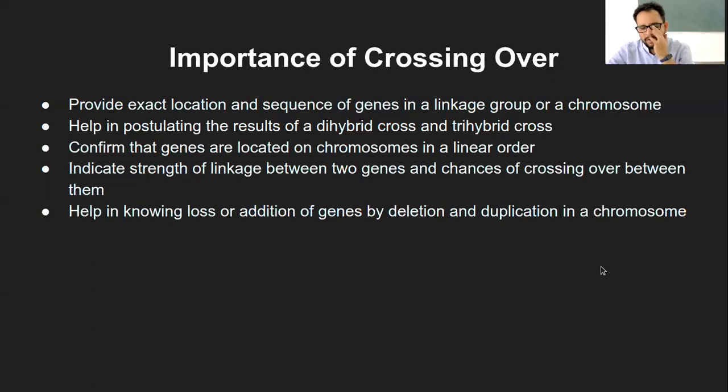So, the importance of crossing over, I hope that is fine. Obviously we know all these things, but here is a quick revision summary of the importance. It provides the exact location and the sequence of genes in a linkage group or chromosome. If we know the percentage of crossing over or recombination, we ultimately know the exact location, because the distance between two genes can be established, and the sequence helps in postulating the results of the dihybrid cross and trihybrid cross.